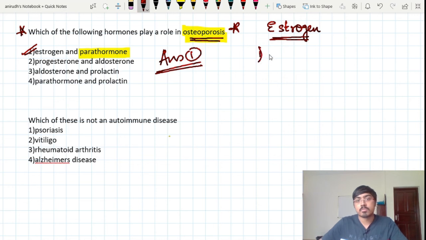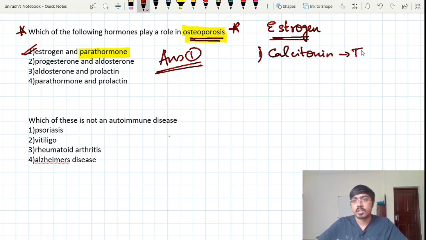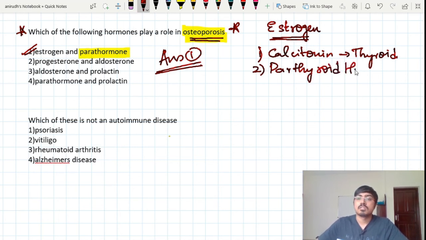One is the thyroid hormone. So I can see that thyrocalcitonin, isn't it? Calcitonin is the first hormone, and that is by the thyroid. Thyroid is synthesizing calcitonin. Second is parathormone, parathyroid. Okay, parathyroid hormone or parathormone is the second one, and the third one is vitamin D.